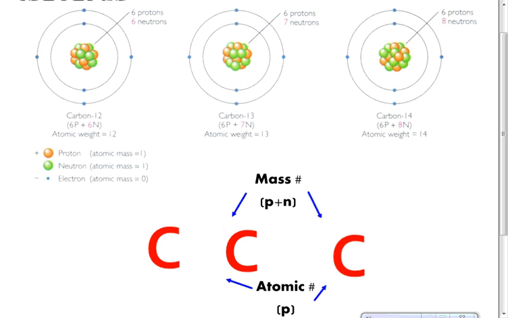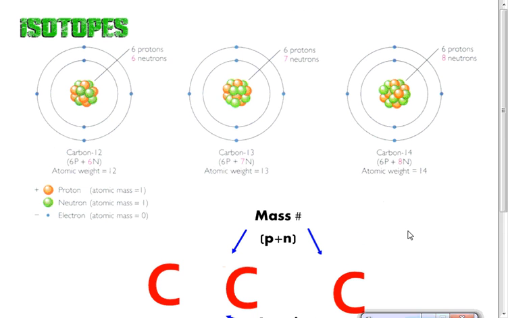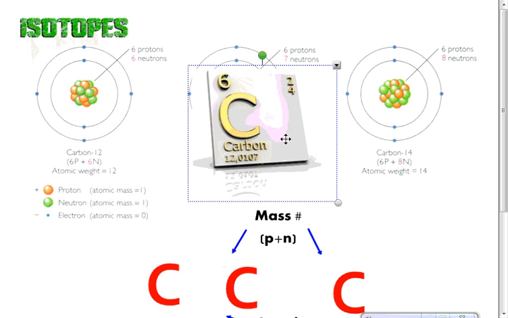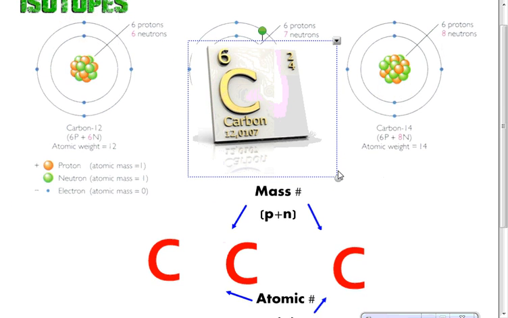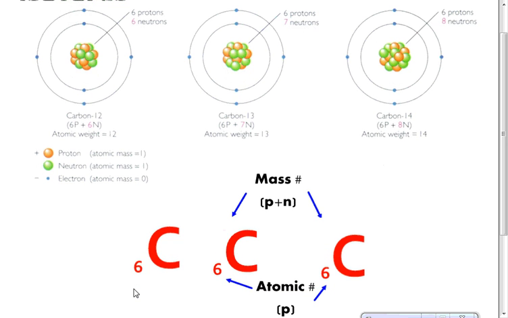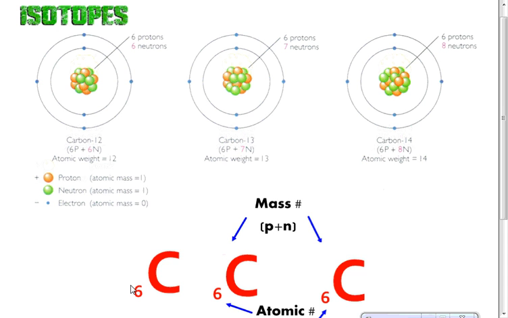So let's talk about each of those. Here's my carbon again. What is the atomic number of carbon? It's 6, just like it says up here. That means for every one of these, it's going to be 6. Yes, they're all 6. So we always write the atomic number in the lower left. But the mass number is going to be different.